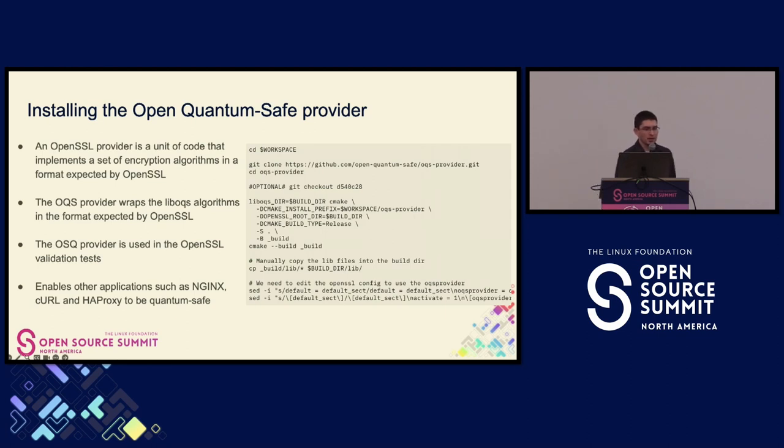But the idea is the OQS provider will wrap libOQS, because OpenSSL can't use libOQS directly. It needs the provider to be a middleman. Really cool fun fact, the OQS provider is actually the example provider that OpenSSL uses in its integration tests on GitHub. When they were looking for a provider to be the example for all their tests, they used us. So we are the star child of OpenSSL 3 providers. By doing this, it makes OpenSSL quantum safe, which can then be used in things like NGINX, curl, and HAProxy.